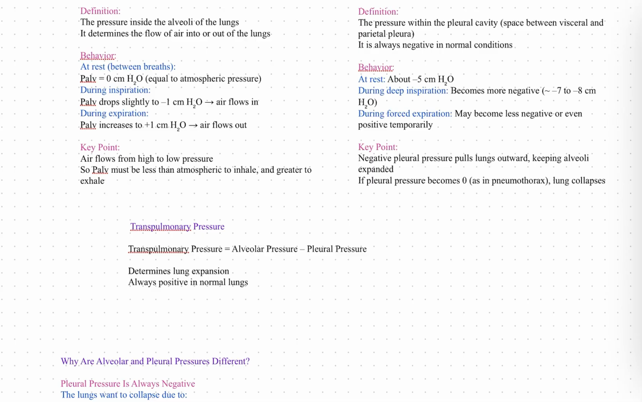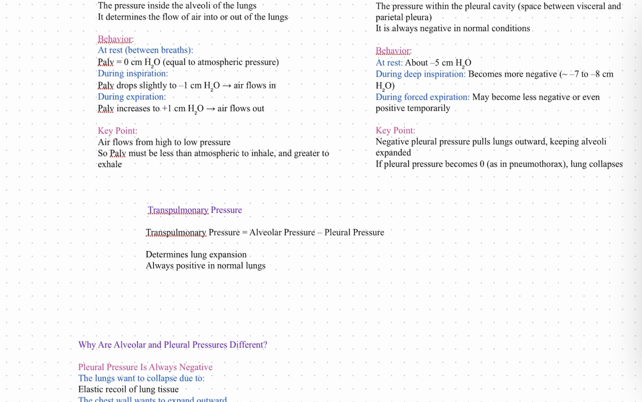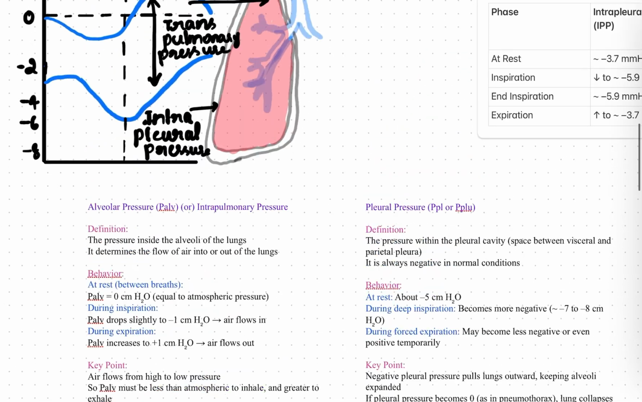Another pressure is the transpulmonary pressure. As the name suggests, it is the difference between the alveolar pressure and the pleural pressure. It determines the lung expansion and it is always positive in normal lungs.